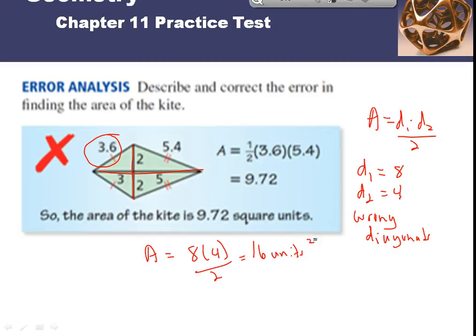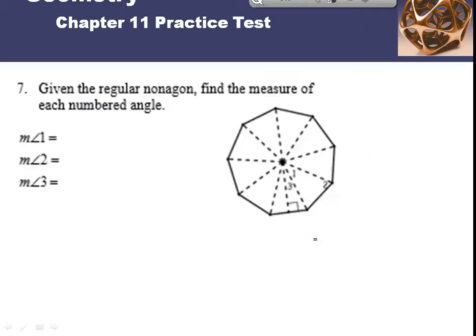Okay. Number 7, given a regular nonagon, so this tells me that it's 9 sides, but if you forget what a nonagon is, you can, of course, always ask me, or you can just count. So this is 1, 2, 3, 4, 5, 6, 7, 8, 9. So it's a nonagon. And I'm going to just pick on one of the triangles. So this is this triangle right here.